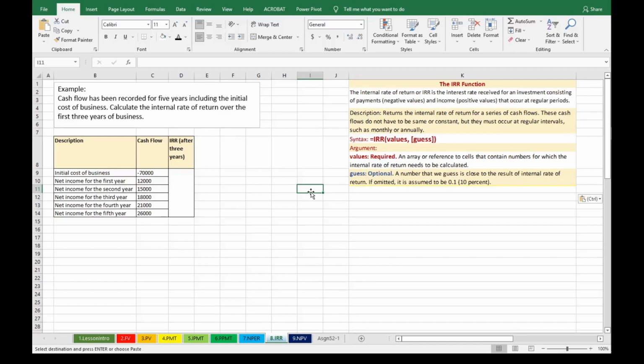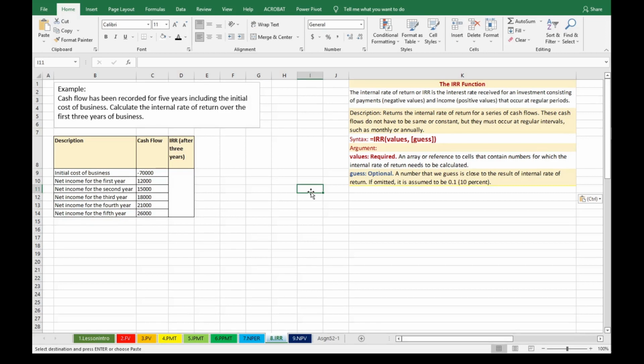Now let's look at the IRR function. The internal rate of return, that is IRR, is the interest rate received for an investment consisting of payments and income that occur at regular periods. If it is a payment, it will be indicated with negative values, and if it is income, the function will return positive values. The description for this function is: returns the internal rate of return for a series of cash flows.